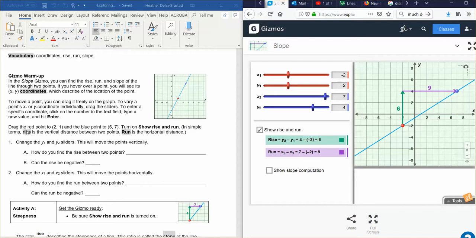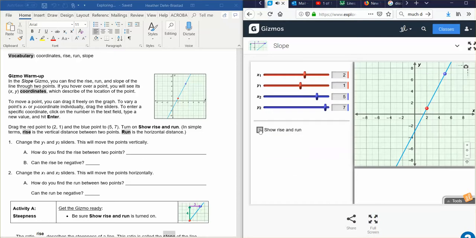The directions say to drag the red point to 2, 1. Right now it's at -2, so I need to go to 2, 1. You want to make sure that the coordinate is exactly what they tell us it is, and it's 2, 1, so that's correct. And the blue point to 5, 7. Right now it's at 5, 4, so I need to go up to 5, 7. Then turn on Show Rise and Run. I already did that. Rise and Run is when the green line and the purple line show up. If I didn't have that on, it would just be the 2 points. Okay, so right now I see Rise and Run.